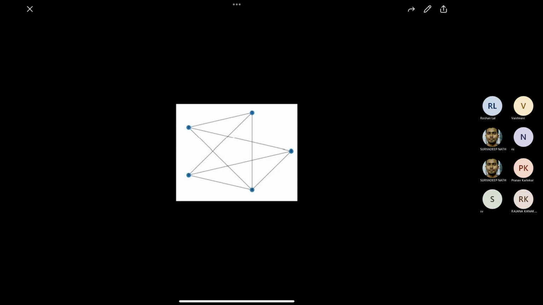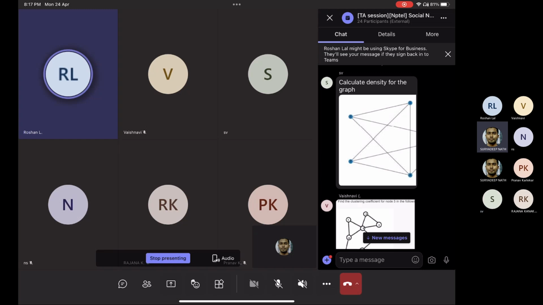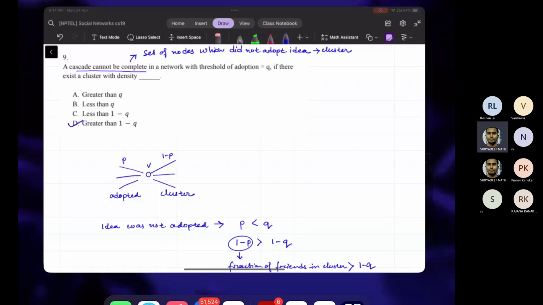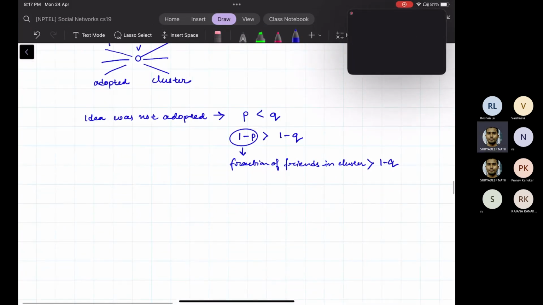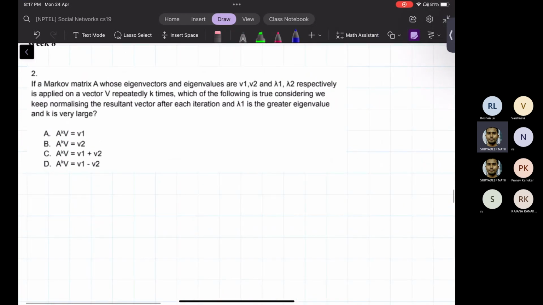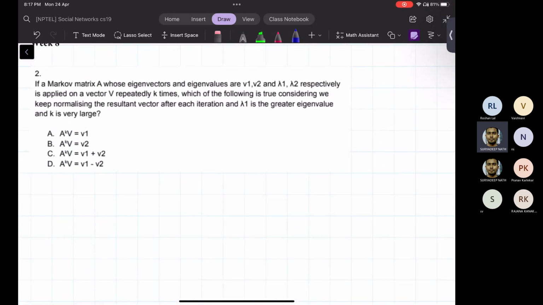So leaving this, I have a few more questions left. I'll just go through them quickly, so it won't take much time. If you have any doubt, you can stop me and ask, but I'll just finish it quickly.